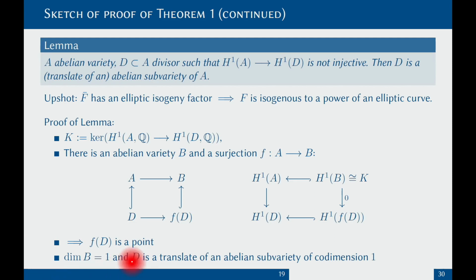And then for dimension reasons, you see that this surjection from A to B has to be a morphism to an elliptic curve. And then this d has to live in a fiber. So it's a codimension one translate of an abelian subvariety.